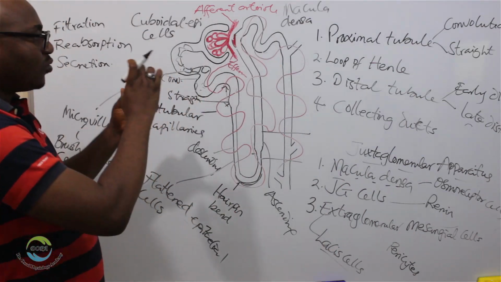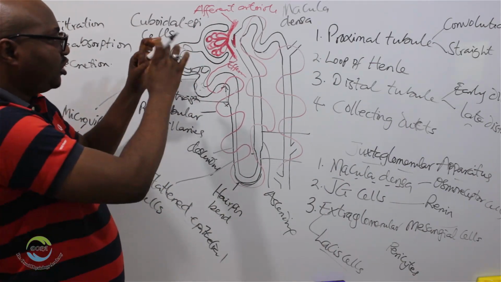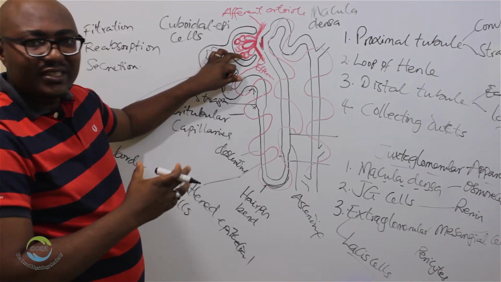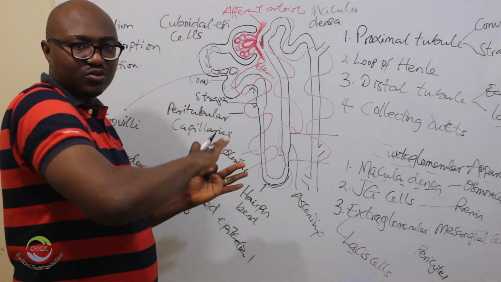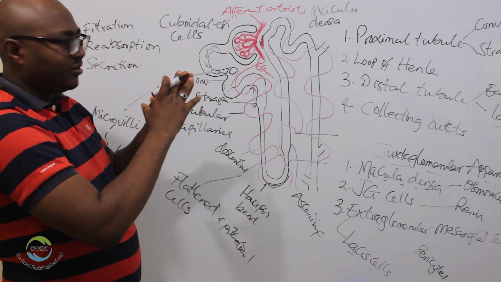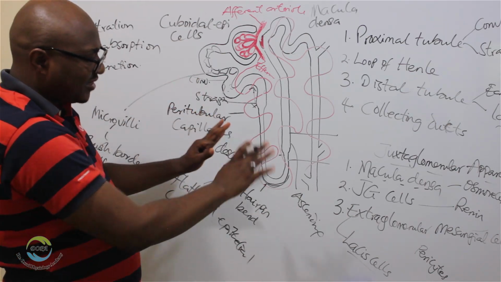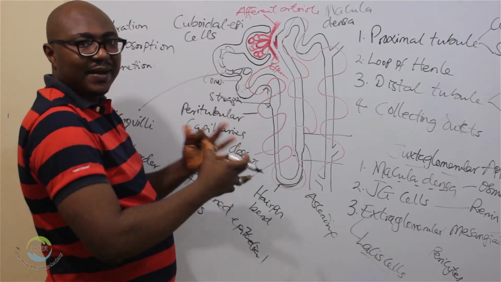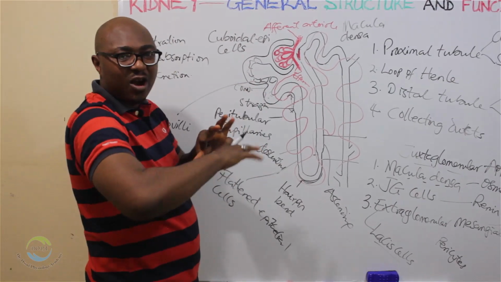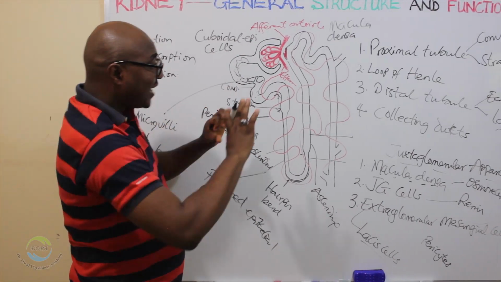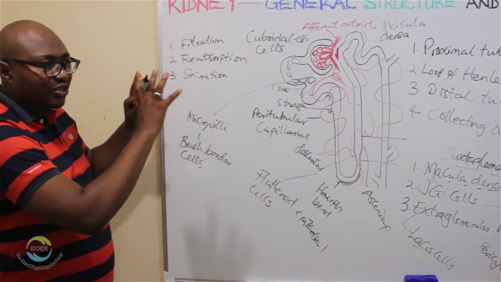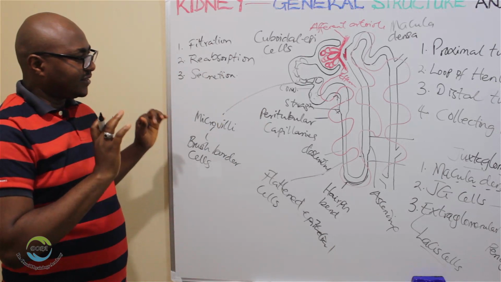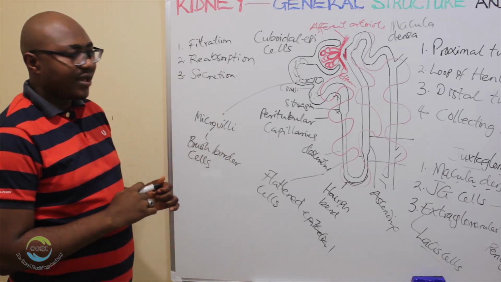So they can contract, and their contraction can help change the diameter of the glomerular capillaries, which also helps to regulate glomerular filtration. So generally, these are the functions of the different cells together. That's why it's called an apparatus or juxtaglomerular complex. So that's basically what you need to know about the renal corpuscle and the renal tubule, different parts.